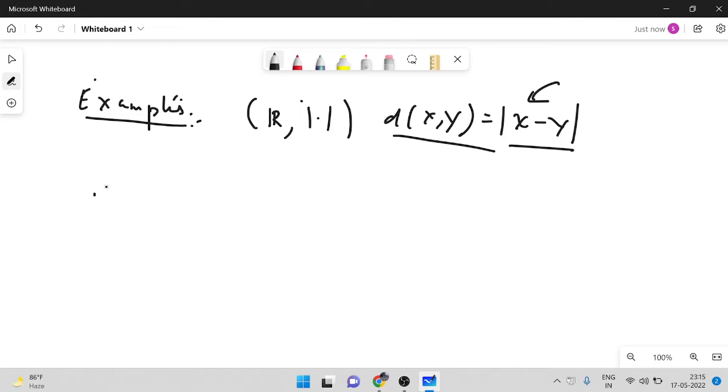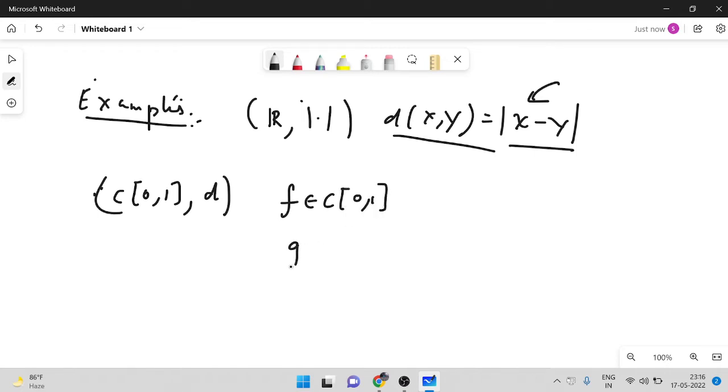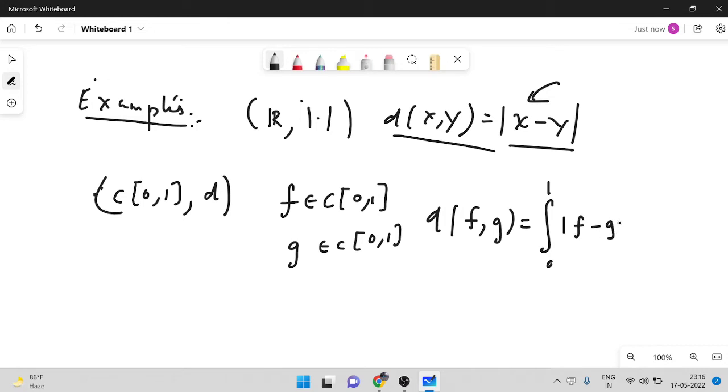Let us say we have the continuous functions C of 0 comma 1, and we induce a distance this way. A function f belongs to the set of continuous functions, and let g also belong to the continuous functions, and we define the distance between f and g to be the integral from 0 to 1 of mod of f minus g, d of some measure. So this is another vector space.